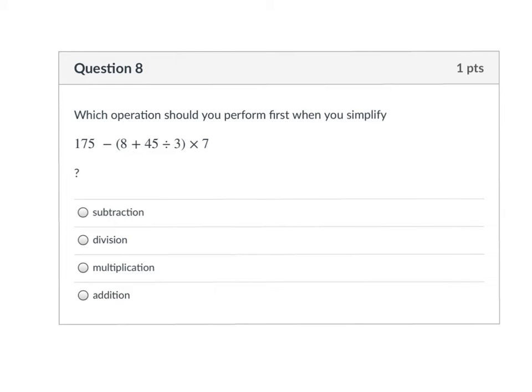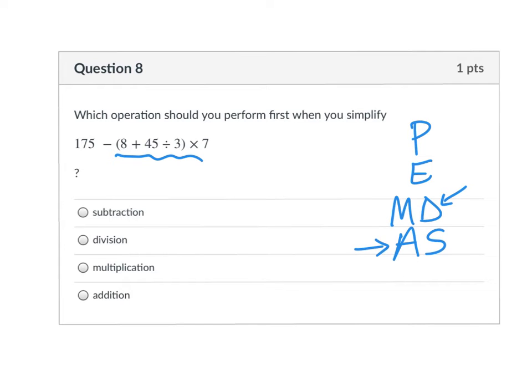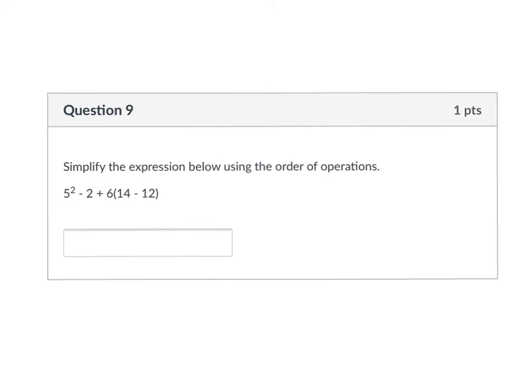Which operation should you perform first when you simplify 175 minus the quantity of 8 plus 45 divided by 3 times 7? So again, we know using order of operations, we're going to look in the parentheses first. But when I think about my order of operations, once I'm in the parentheses, I can see that division comes before addition. So my answer is division.